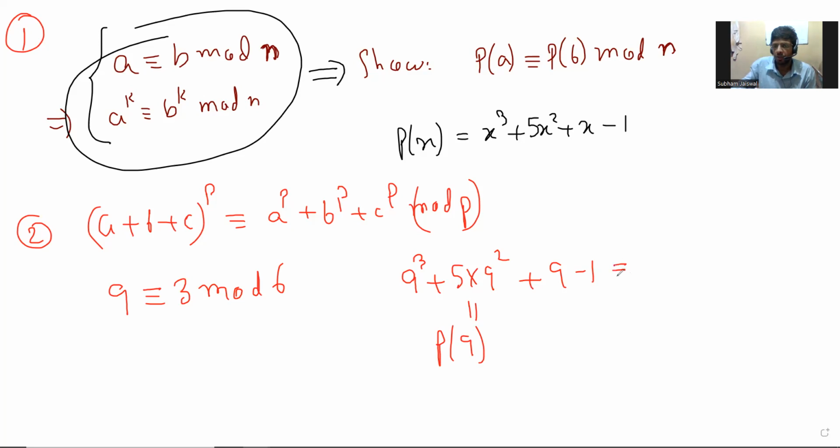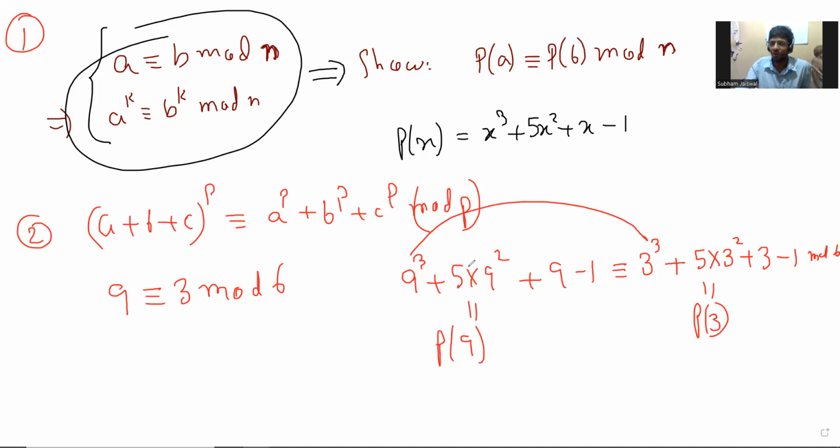is congruent to, leaves the same remainder, mod 6, as P of 3. Obviously you could just check this because they're numbers, but this is the kind of thing I wanted to show. It's almost something we have done, because you know that 9 cube and 3 cube are congruent, and 9 square and 3 square are congruent. You can multiply by 5 and then add them. Is the question clear?